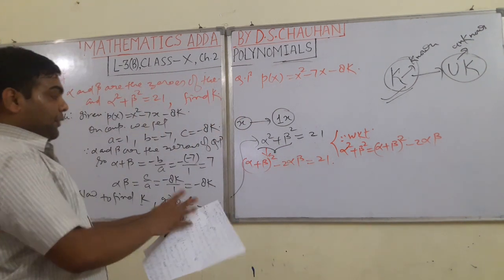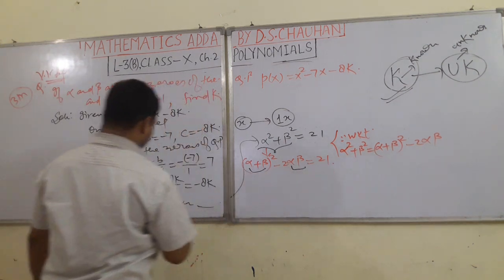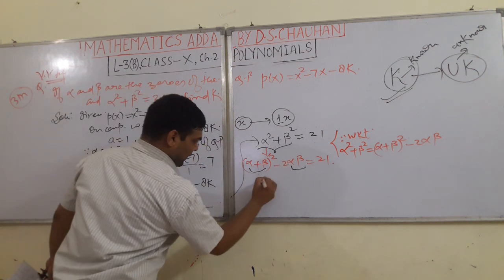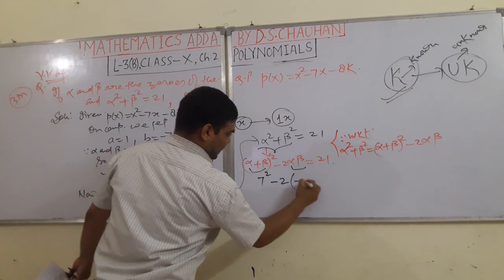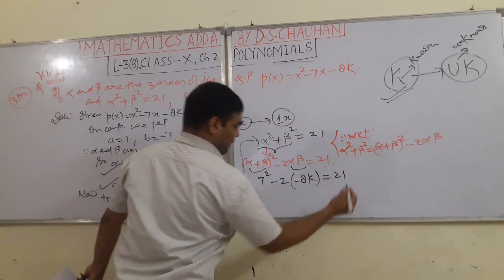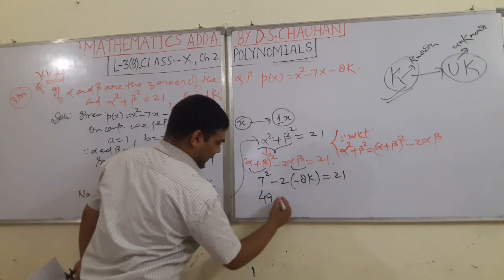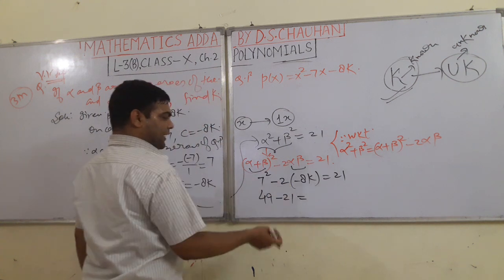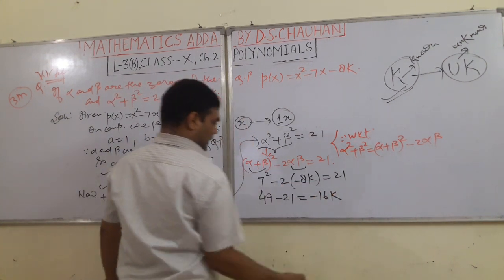And students, we have the values of alpha plus beta and alpha beta, known from here. Put the respective values. Alpha plus beta is 7, here it is square. So 7 square minus 2 alpha beta, which is minus 8k, and this is 21. Make it simplified and get your answer. This is 49. Bring 21 to this side, it becomes minus 21, and take the 2 into the right side. Minus minus plus 8 twos are 16, so it will come minus 16k.